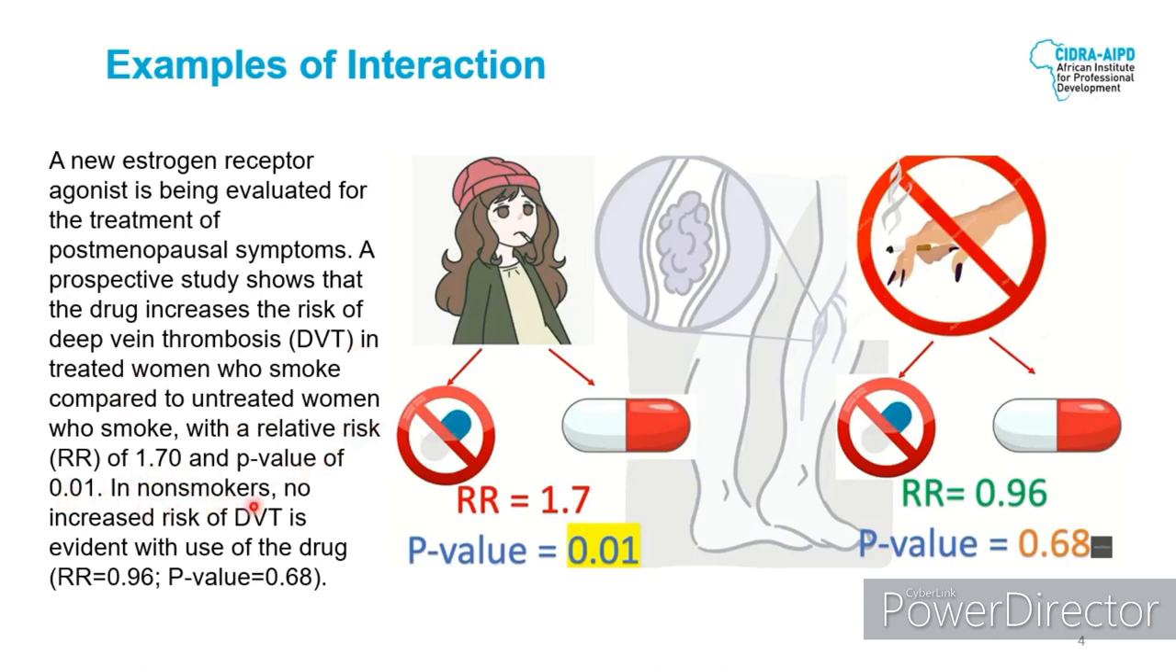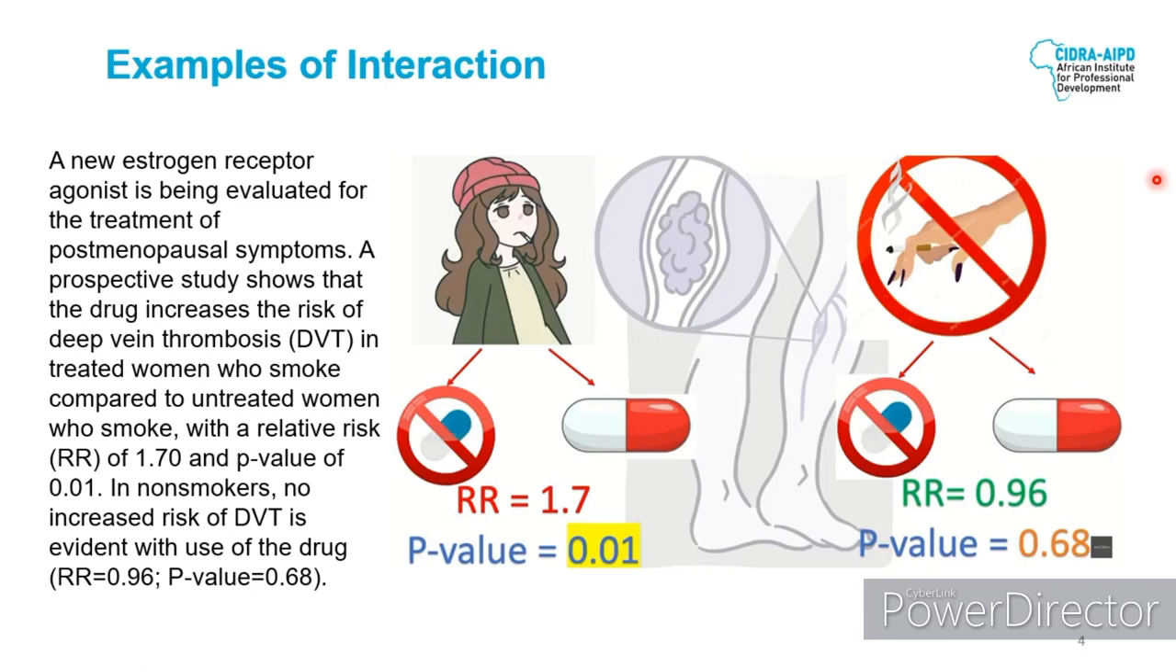In non-smokers, no increased risk of DVT is evident with the use of the drug. Here, the relative risk is 0.96 and p-value is 0.68. So, here we can see that more DVT cases are in treated women who smoke than untreated women who do not smoke.